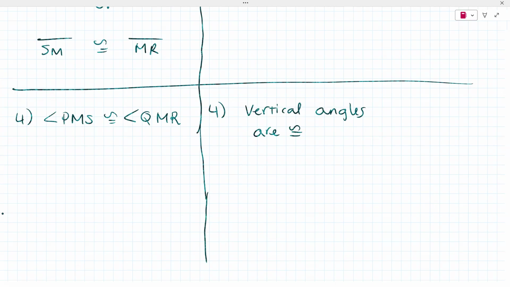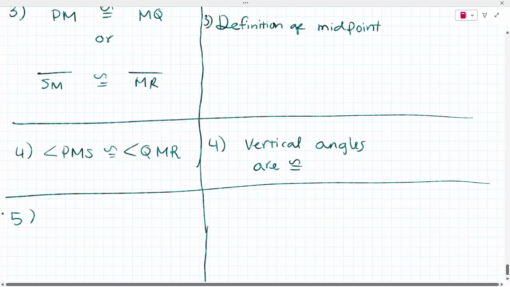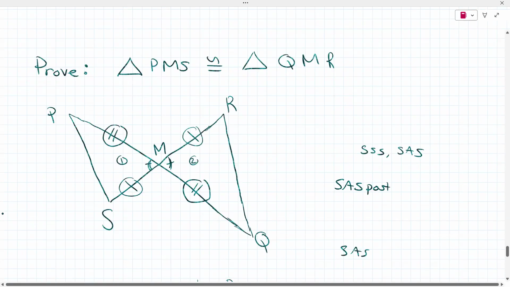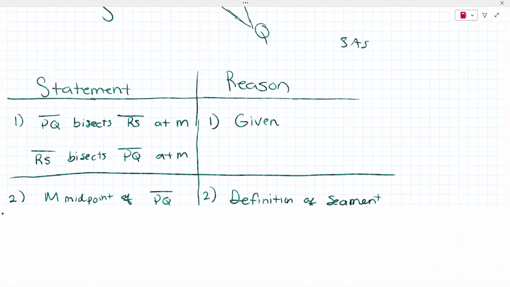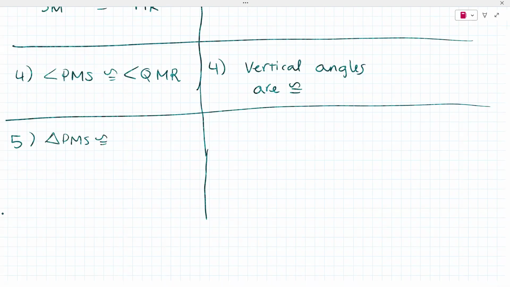And then the last statement, it's like the final wrap-up one. You could say that these two triangles are congruent by the SAS postulate. So you could say triangle PMS is congruent to triangle QMR. And the reason is SAS postulate.